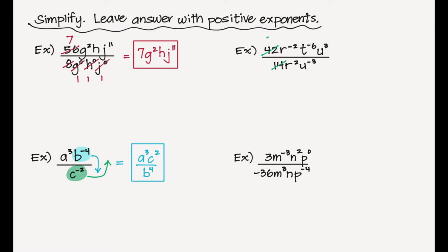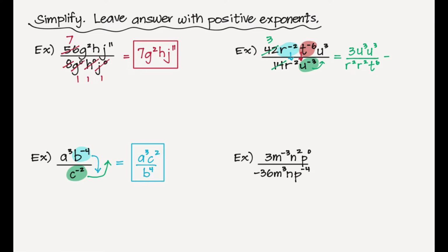This time I have 42 divided by 14, so that leaves me with just a 3 in the numerator. I have a negative exponent on top, so I'm going to move that down below. And I have another negative exponent on top, which I will move down below. And then I have a negative exponent on the bottom, and I'm going to move that up above. So let's go ahead and just rewrite this with positive exponents. I have 3, and I have that u cubed, and then I'm also having another u cubed from the bottom. Now in the denominator, I already have r squared, and I'm moving an r squared down below, as well as t to the 6th power down below.